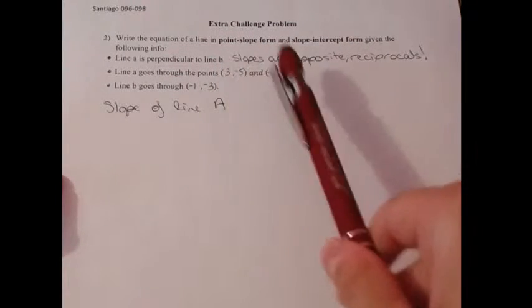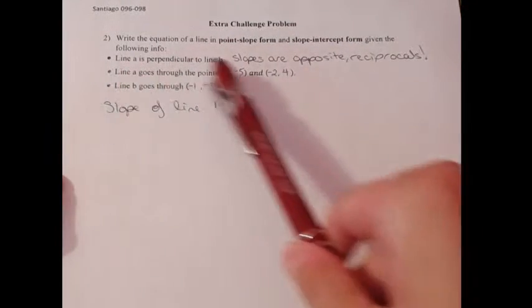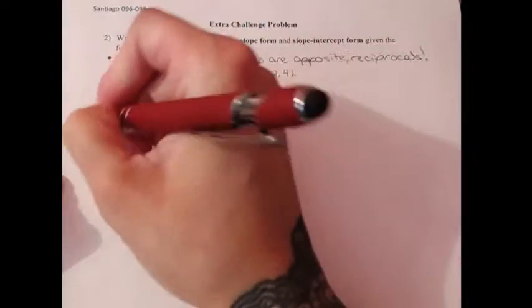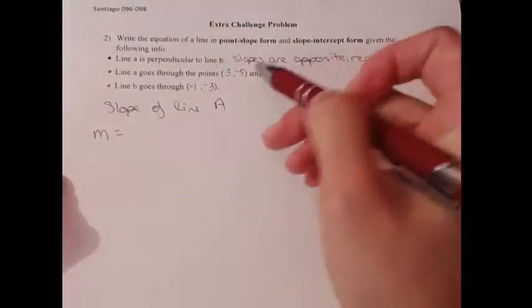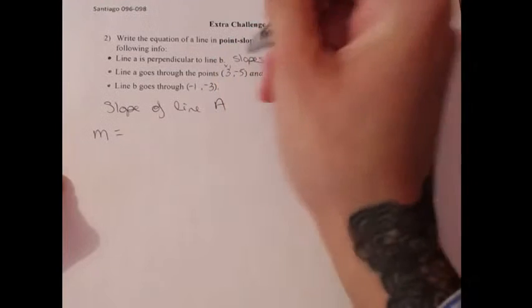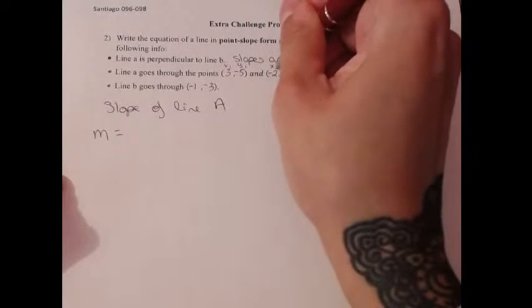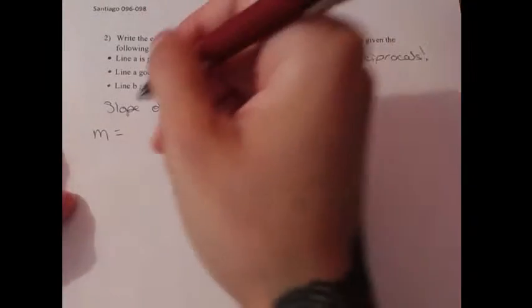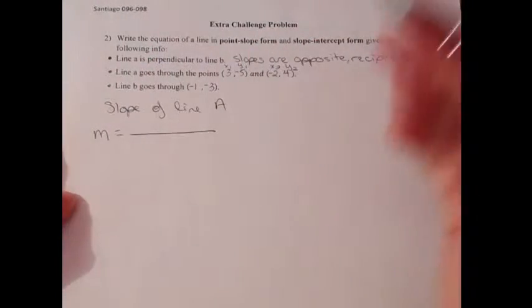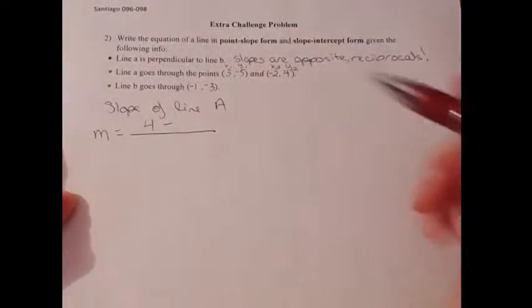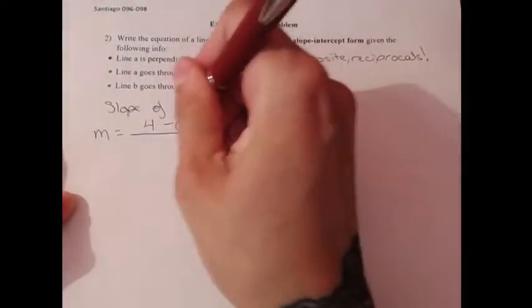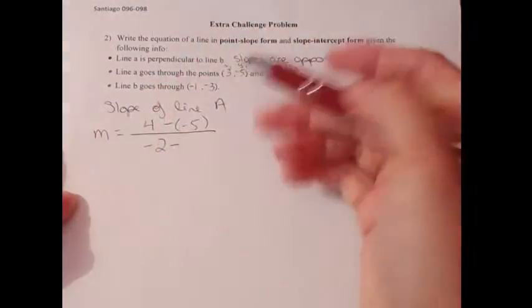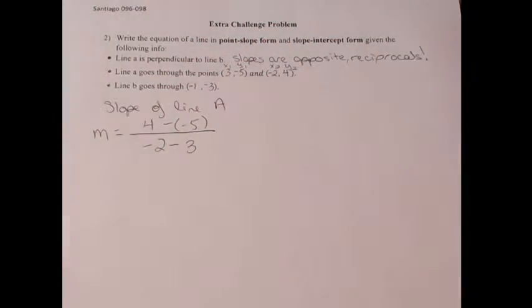We have two ordered pairs that line A goes through. So let's calculate the slope. M is equal to, and we're going to call these x1, y1, x2, y2. Using this information, we can fill in our slope formula. So y2, which is 4, minus y1, which is -5, over x2, which is -2, minus x1, which is 3. So y2 minus y1 over x2 minus x1.